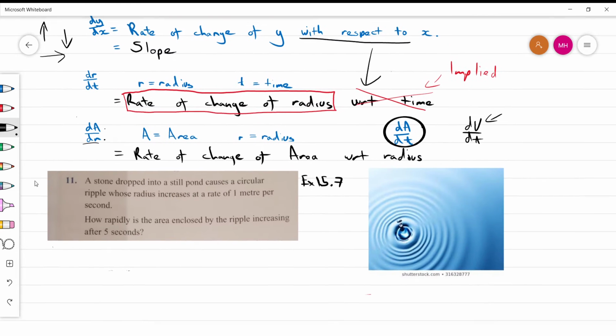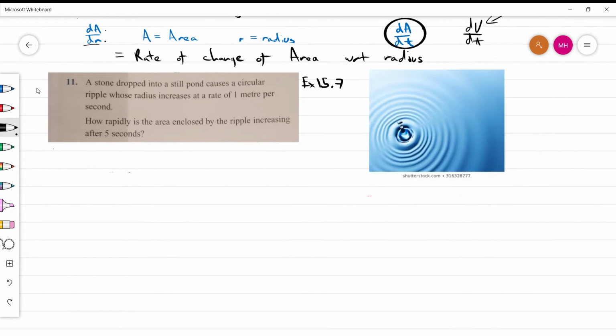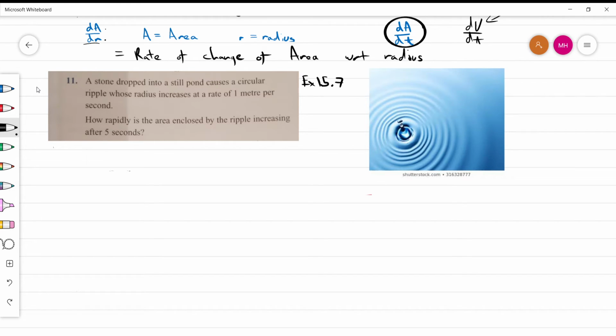A stone is dropped into a still pond and it causes a circular ripple whose radius increases at a rate of 1 meter per second. First thing we're going to have to do here is get this into derivative form. So the question is, how rapidly is the area enclosed by the ripple increasing? We are looking for this. The radius increases at a rate of 1 meter per second, so that's going to be dr/dt. That's basically what it's saying.